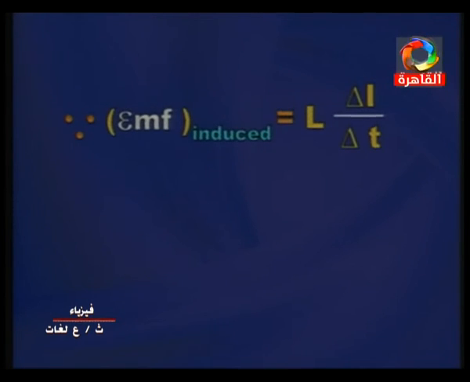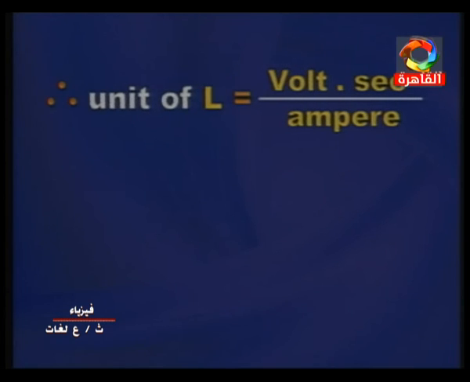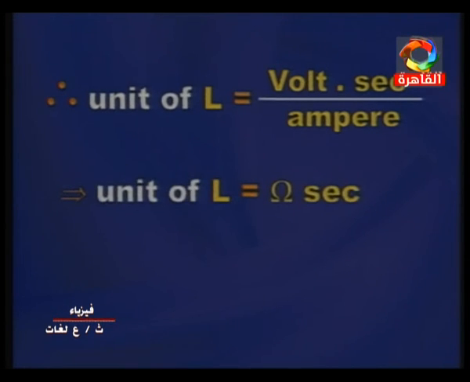From the relation, EMF induced by self-induction equals L ΔI/Δt. So L is equal to EMF times Δt over I. So we can say the unit of inductance is volt times second over ampere. But volt over ampere is resistance, it is ohm. So the unit of L is ohm second, and the unit of R is just ohm.